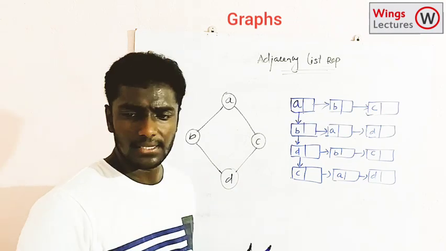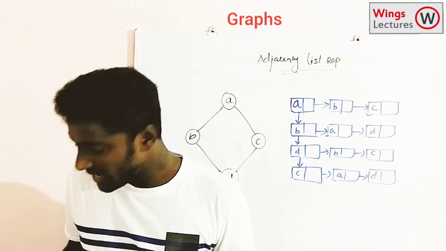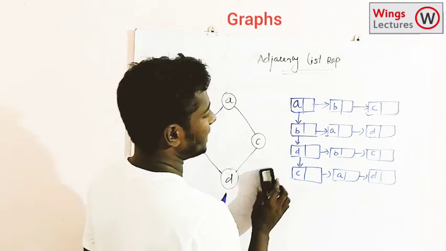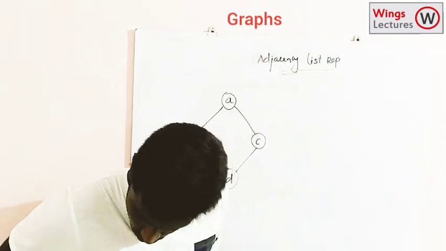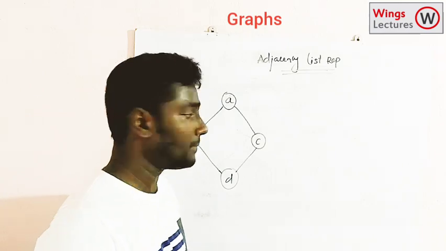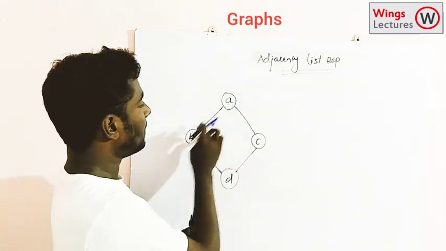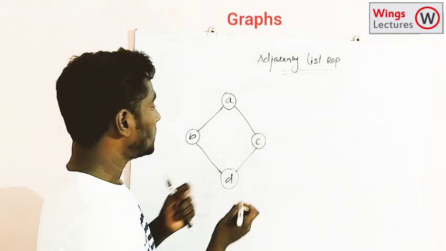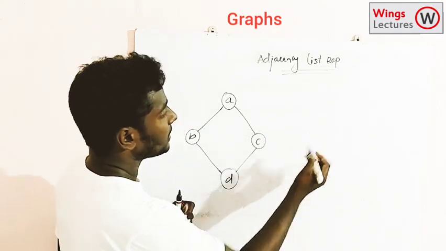Okay, the next one is we are going to represent the graph by using arrays. The array is a very simple method. You have to take the head nodes, but it's not necessary to deal only with the head nodes. You can take it any way, like A, B, C, D, or else you can start from any node. That's your choice.